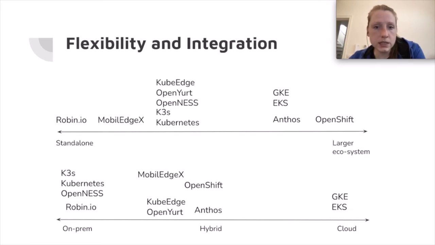For flexibility and integration, you have a choice between things that are a bit more standalone or fit into a larger ecosystem. OpenShift, for example, comes with much tooling for install and management and add-ons and integration, but at the same time, it is fairly limited to OpenShift. So you won't be able to create a normal Kubernetes cluster with OpenShift Hive.